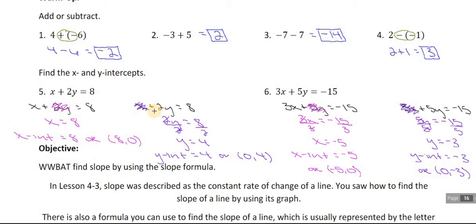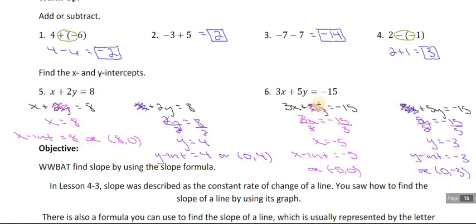For the y-intercept in number 5, when we make the x go away, we have 2y equals 8 as the equation that remains. We solve that by dividing by 2, so our y-intercept is 4, or the ordered pair 0, 4. Number 6, same idea.